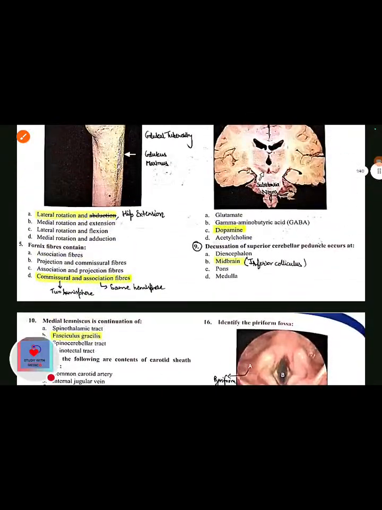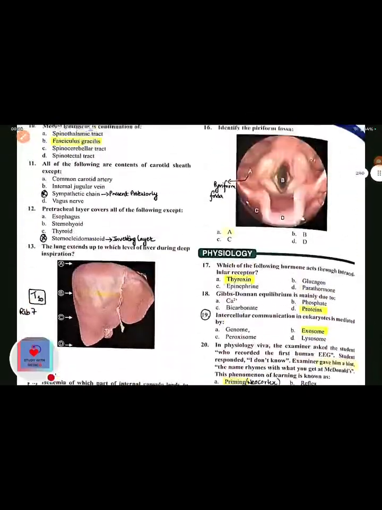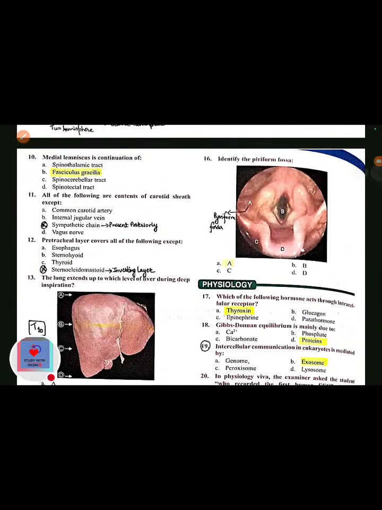Identify the pyriform fossa. Pyriform fossa is the A1.